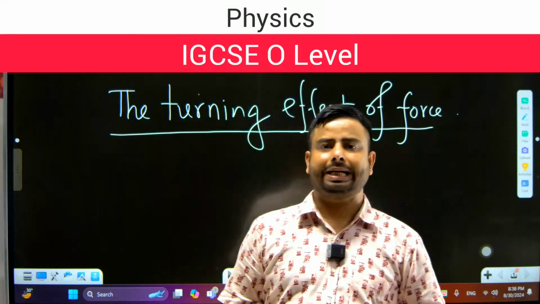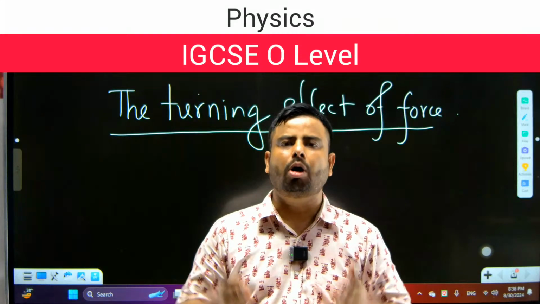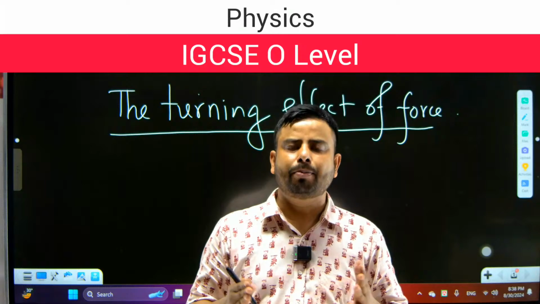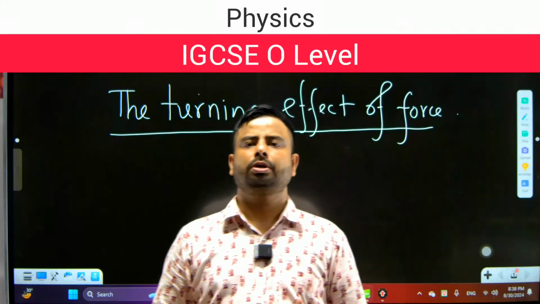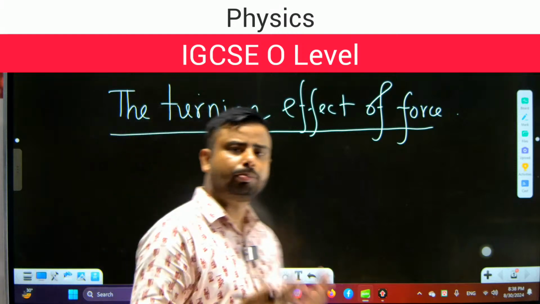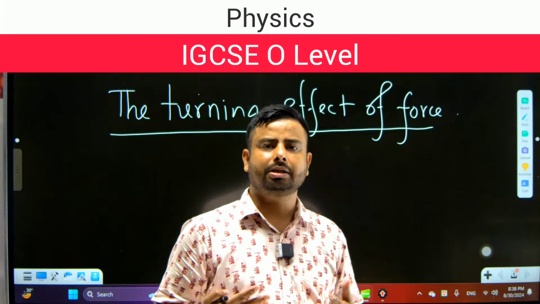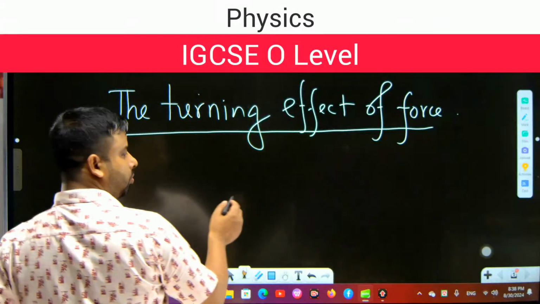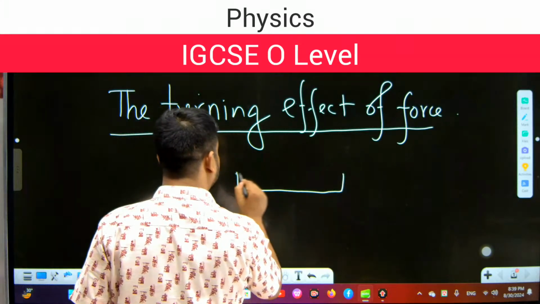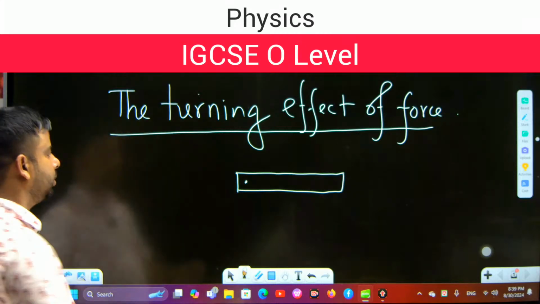Force is the external cause by which a resting object comes in motion, or a moving object comes to rest, or changes its direction and shape. So, force can change the state of motion, direction of motion, and the shape and size. Force can do another thing. If force is applied on an object, it produces a rotation tendency.